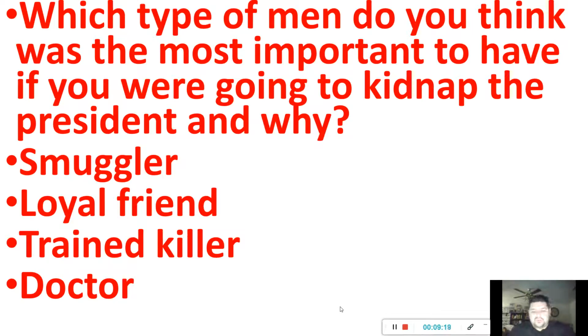So here's my first question to you. Which type of men do you think was the most important to have if you were going to kidnap the president? Now, I'm not talking about now. I'm talking about back then. It's virtually impossible now, but back then, you have more of a chance. Which one would be more important to have? A smuggler, a loyal friend, a trained killer, or a doctor? So which one do you think would be the most important to have? And why?